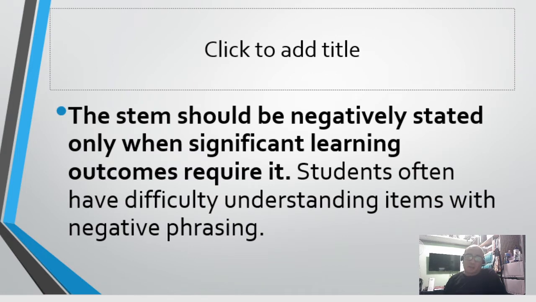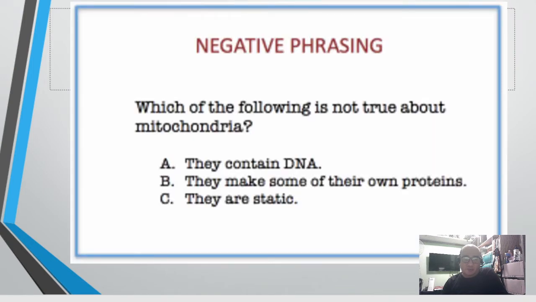Next, the STEM should be negatively stated only when significant learning outcomes require it. Students often have difficulty understanding items with negative phrasing. So as much as possible, we should avoid giving a STEM in a negative form. One good example of a negative phrasing is this: which of the following is not true about mitochondria? The word not makes it fall under the negative phrasing.